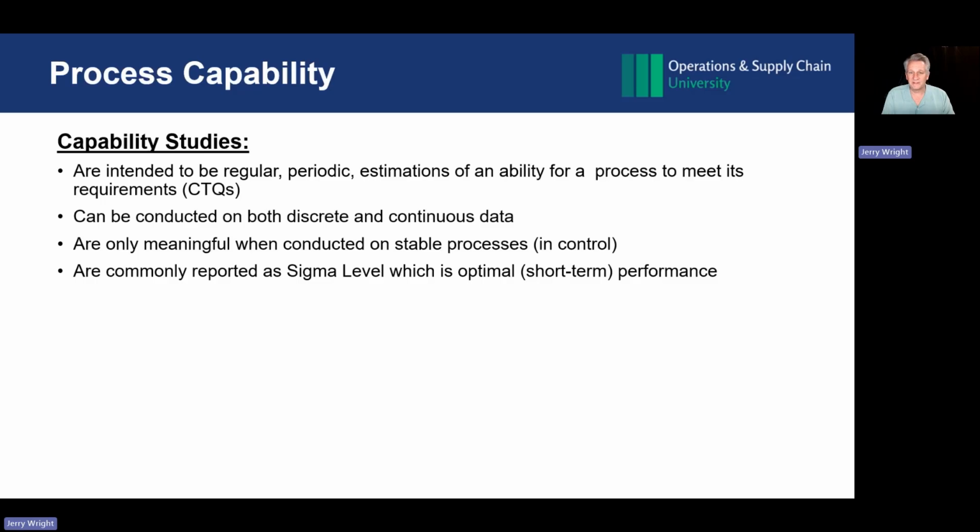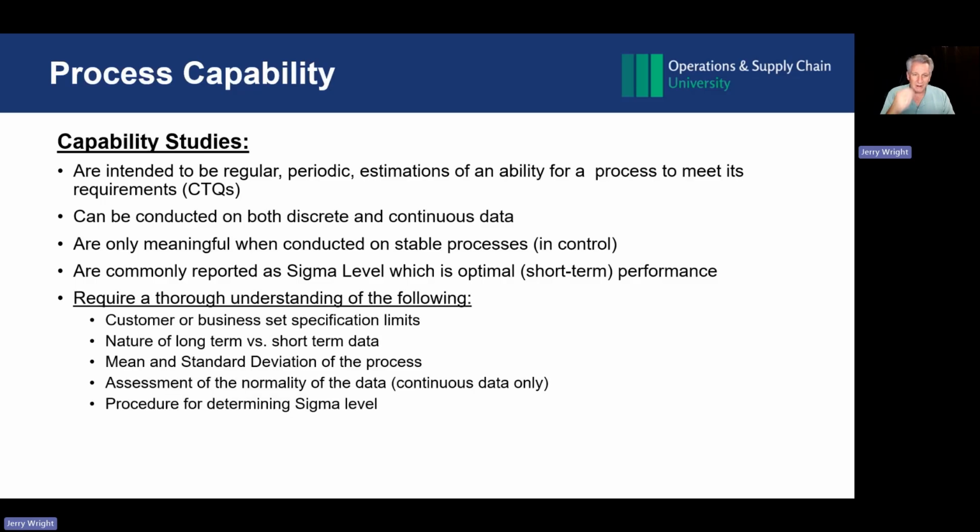They're commonly reported as sigma level, which is optimal on a short-term performance. They require a thorough understanding of the following: customer or business set specification limits, and the nature of the data being short-term or long-term. We understand the mean, standard deviation, and other statistical measures of the process, and we can assess the normality of the data, and that's for continuous data only. And it's also a good procedure for determining my sigma level. How am I doing?